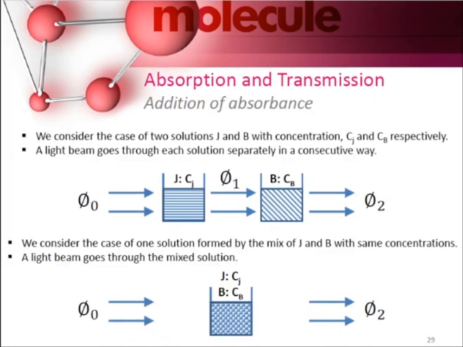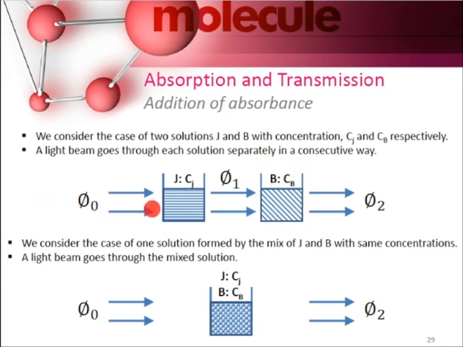Now there are some laws with which we can actually deal with the absorbance or the absorption of different substances. And this example here will show you, for example, the addition of absorption. It might sound intuitive, but it's not necessarily always the case. So here we demonstrate that. Imagine that we are in a situation where we actually have two substances, a substance called, let's say, J, and another substance called B.